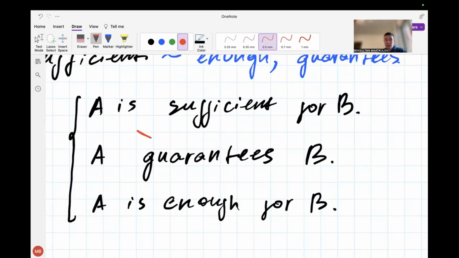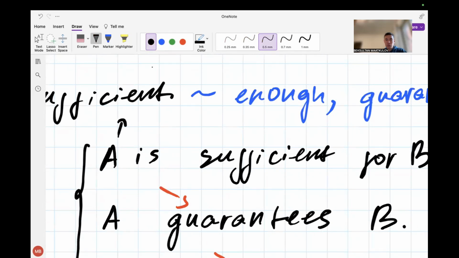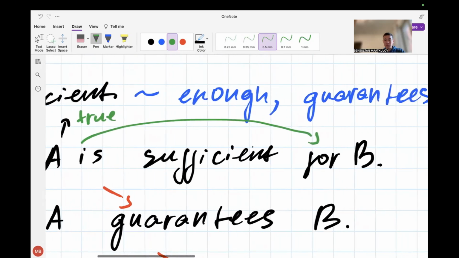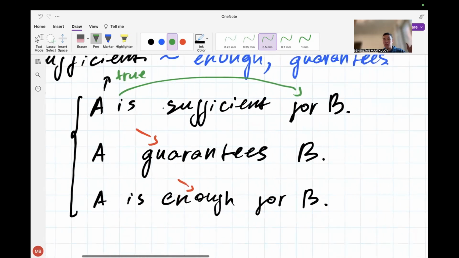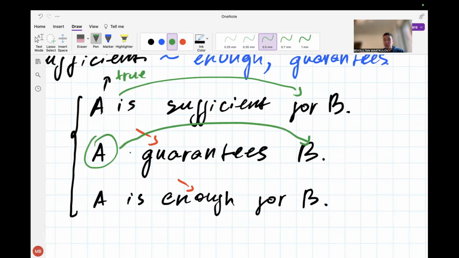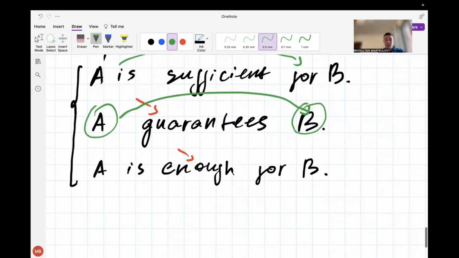So of course, it's easier to understand the word guarantees. It's easier to understand the word enough. And basically it says, if your A is true, then for sure you'll have B as well. So if A is true, then for sure B will be true as well. So if you have A, this guarantees that your B will be also correct. If your A is correct, it guarantees that B is also correct. A is enough to make B true. So if you have A, it's enough assumption that B is also true.